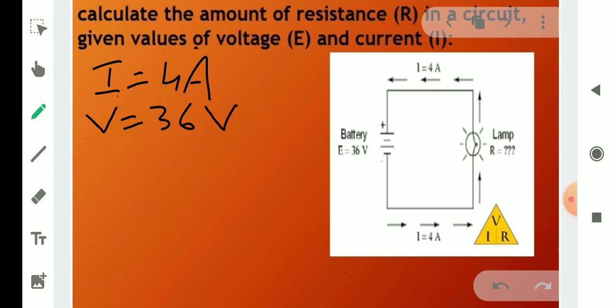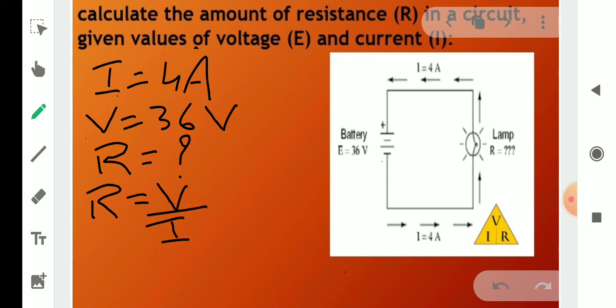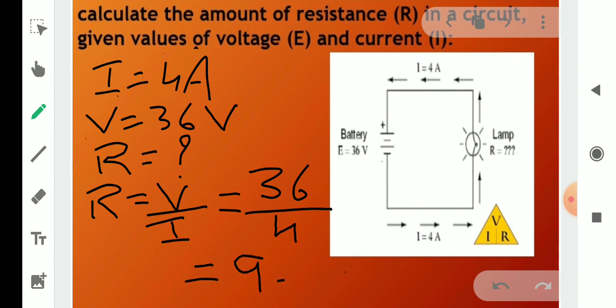What we have to find? Resistance R you have to find. We don't know it. Therefore, what is the formula? R is equal to V divided by I. So what is V? Substitute, that is 36 divided by 4. So how much is it? 9 ohm is the resistance of the bulb here. Okay. So here the resistance of this lamp is 9 ohm.